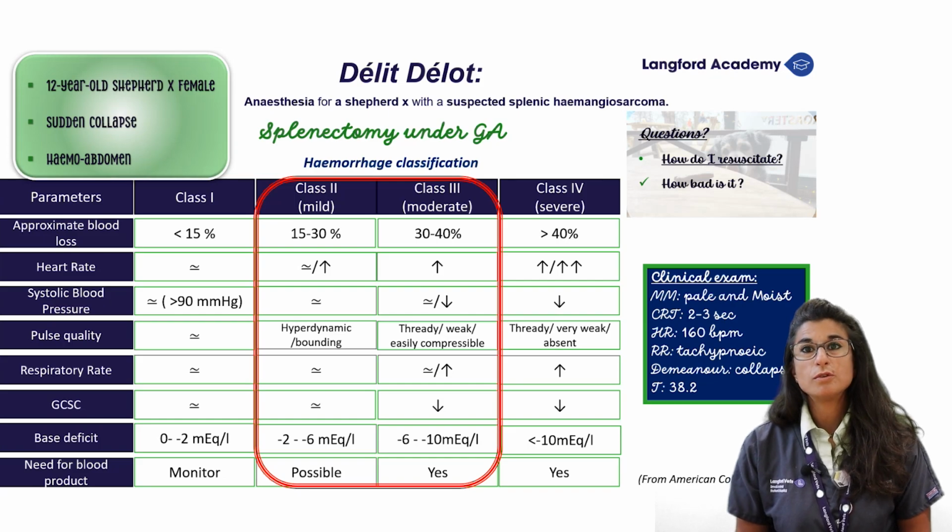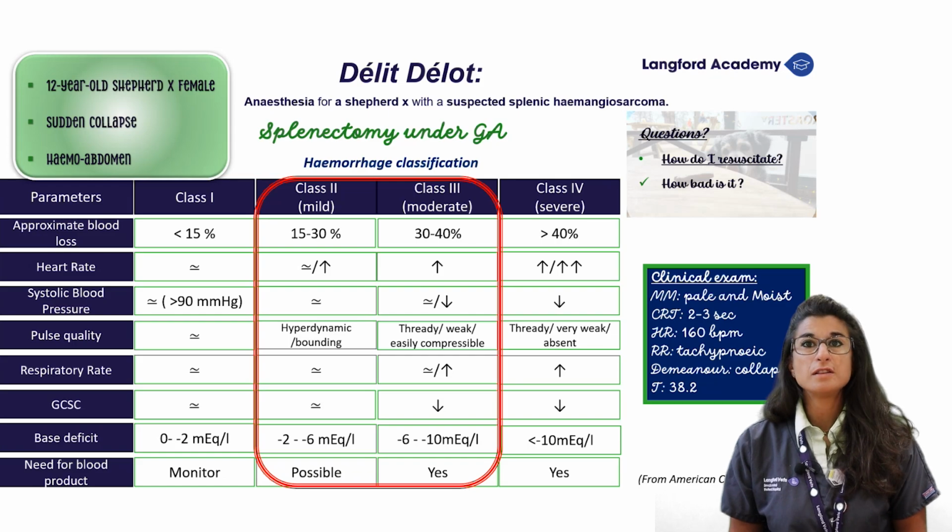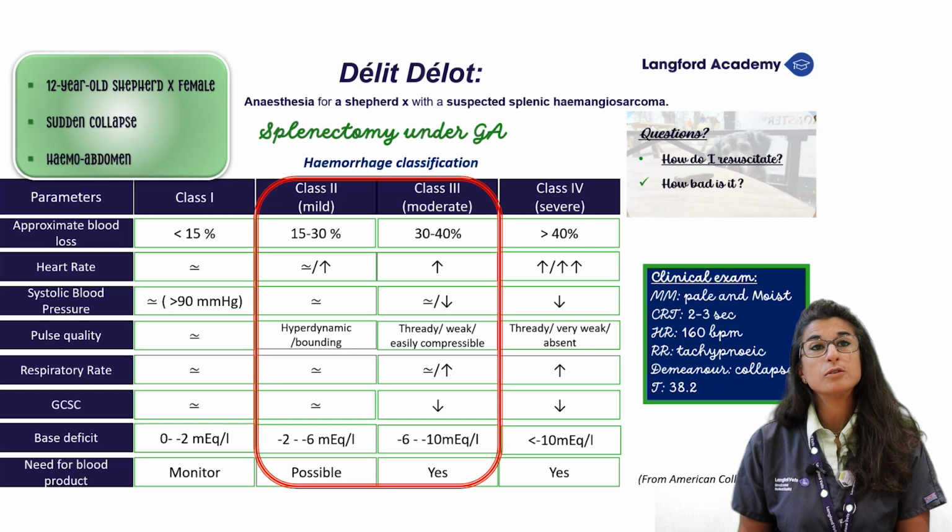So first, you want to know how bad it is. There is a little classification that was produced by the American College of Surgeons that helps you, according to your clinical exam, to have an idea of the severity of the blood loss and some actions that might be needed.